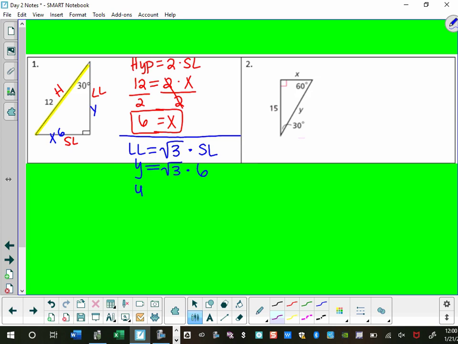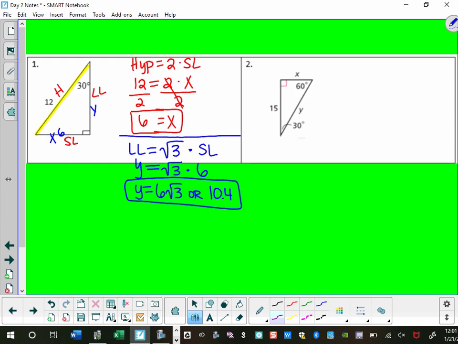So your answer is 6 times root 3, or if you want to give me a decimal, what is 6 times root 3? I got 10.4. Can you round that up? Yeah, so 10.4. You're putting it all under one root. You can't do that.